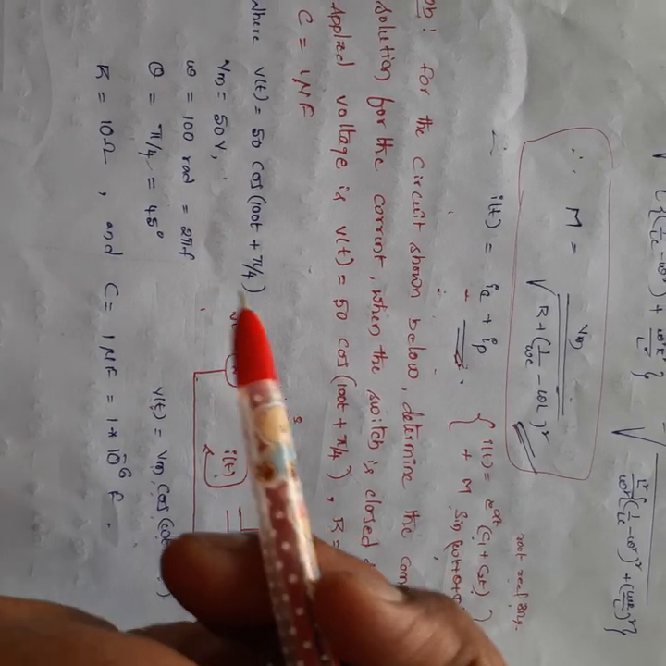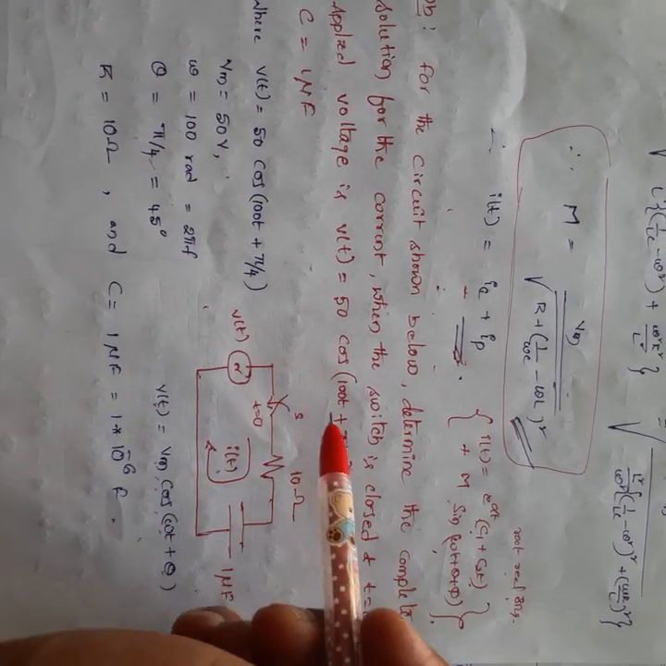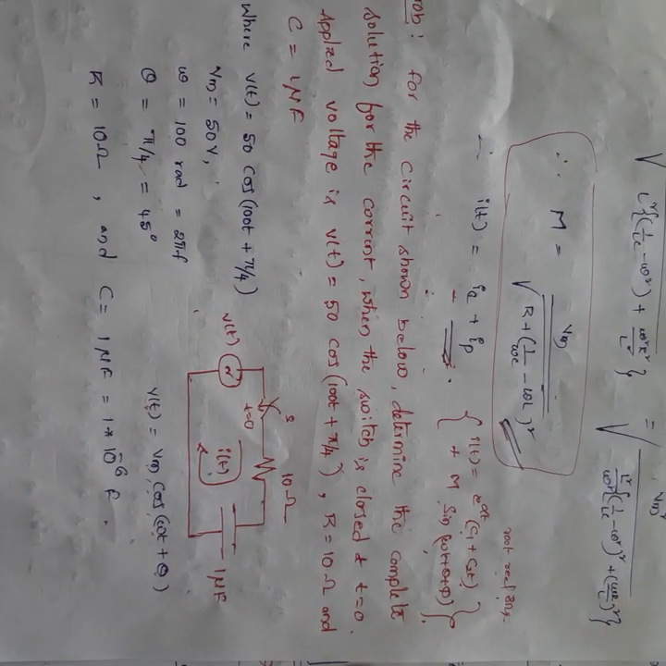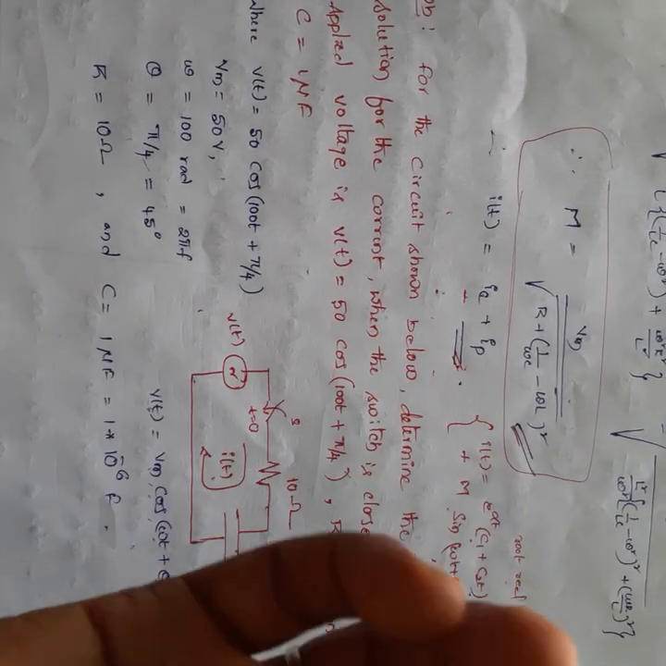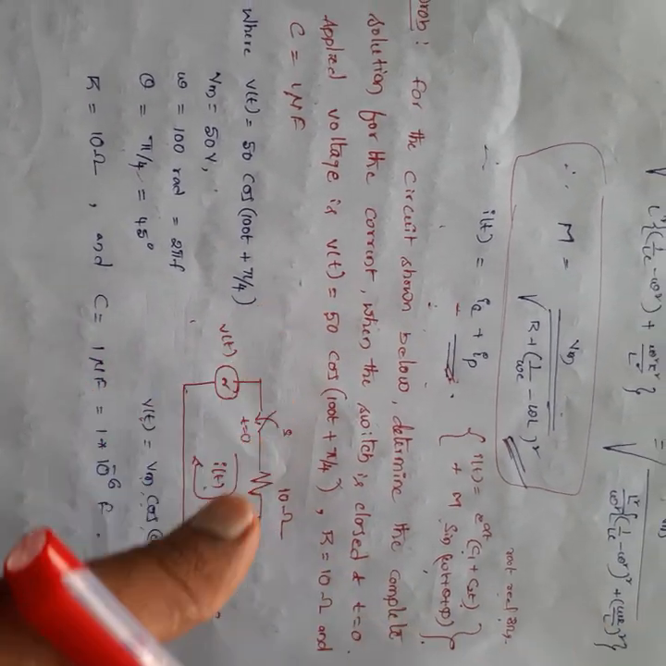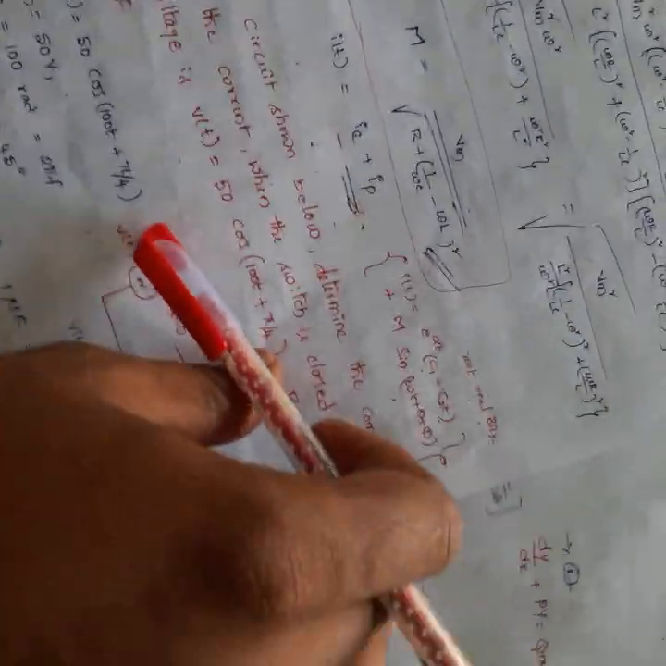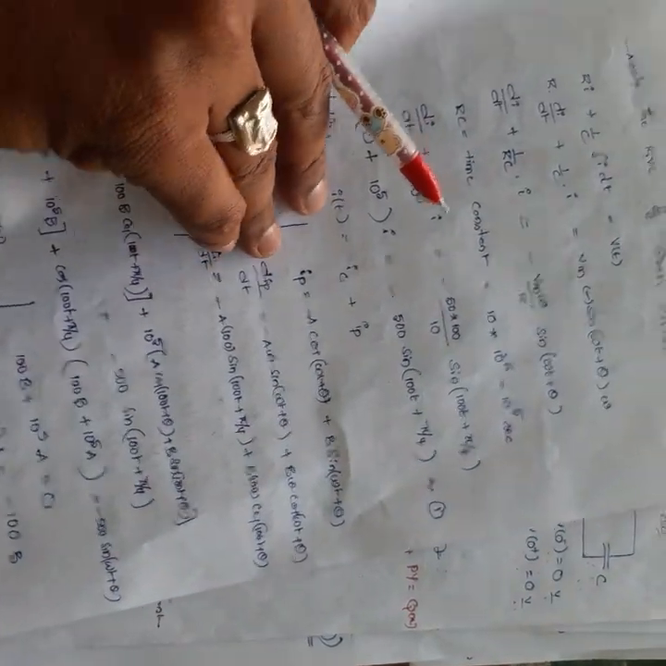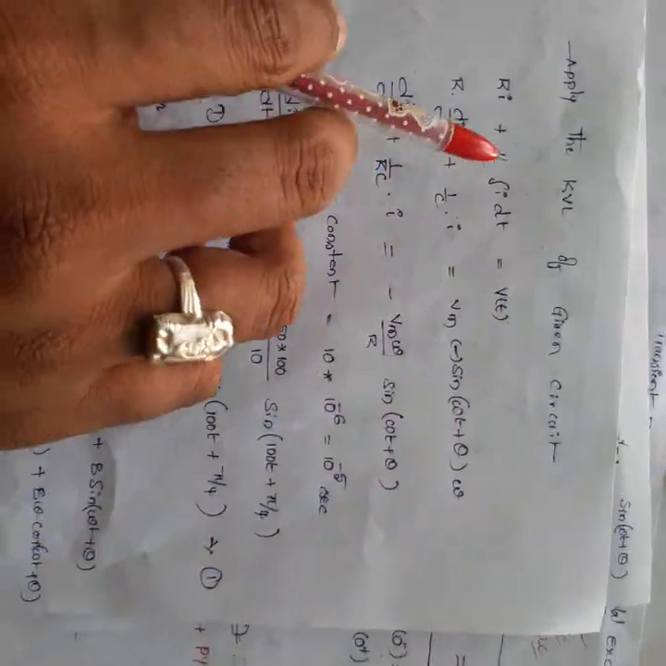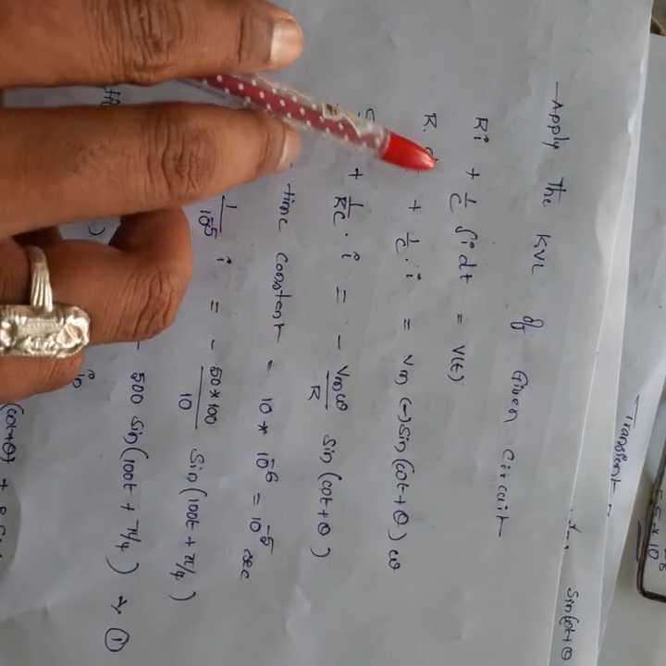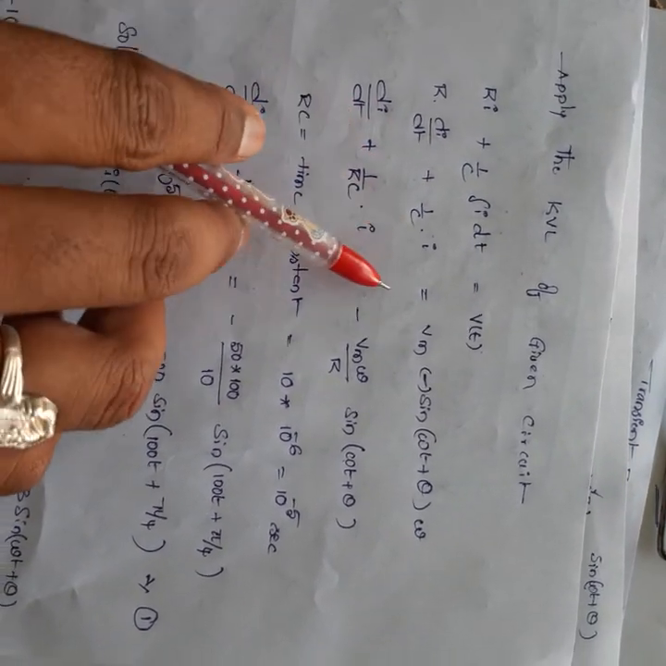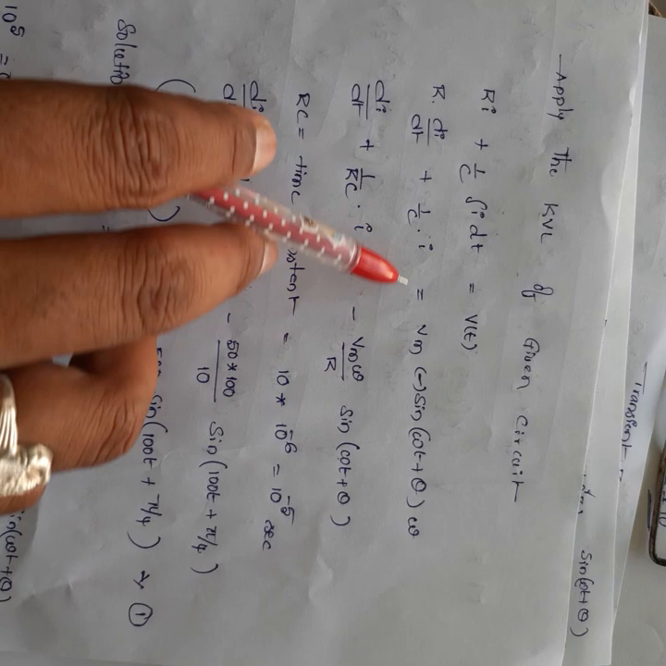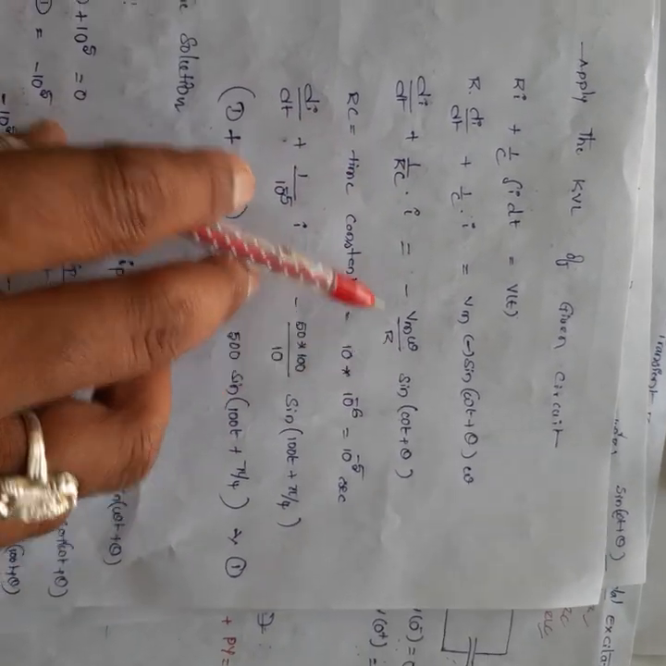So here, clearly observe V of t equals cos(omega t plus theta) or sin(omega t plus theta). So what is the function they have given? That could be taken here. Then apply the KVL to the given circuit, write the equation and substitute the values.